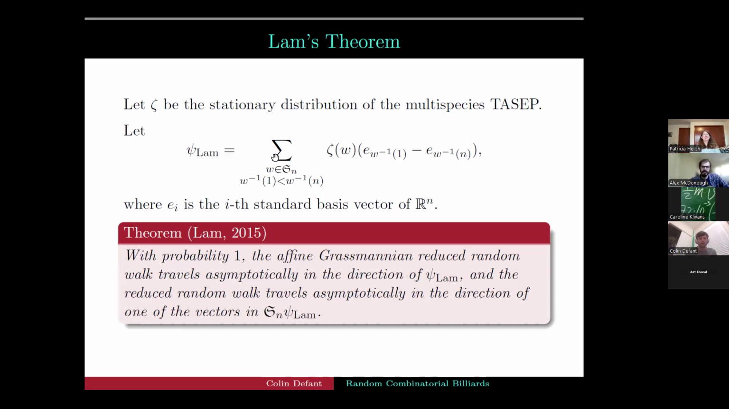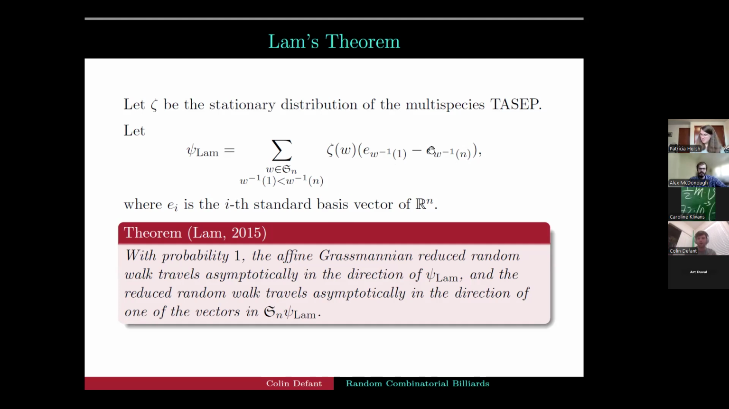And this is where we take the sum over all permutations w in Sn. So now I am thinking of Sn as a group of permutations. So I sum over permutations w such that w^{-1}(1) is less than w^{-1}(n). And for each such permutation w, I take its probability in this stationary distribution that we don't understand, times this vector e_{w^{-1}(1)} minus e_{w^{-1}(n)}, where e_i is just the ith standard basis vector in R^n.